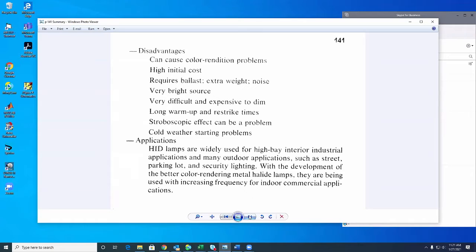They are very bright. They are difficult to dim. Stroboscopic effects, cold weather. Applications: high bay, interior, industrial applications, outdoor applications, street, parking lot, security.